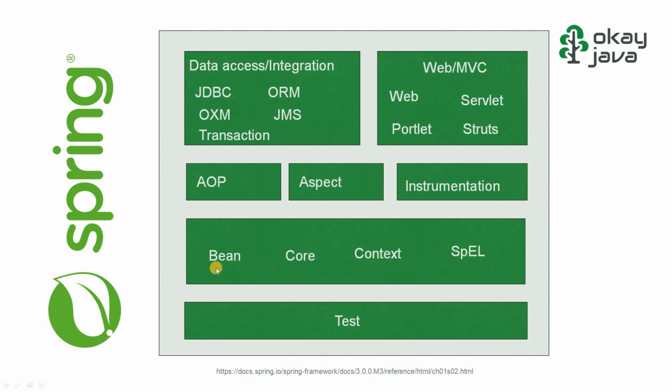Spring Core Container provides bean, core, context and expression language. Spring Core provides IOC and dependency injection. Bean provides Bean Factory, which is an IOC container. Context is based on the core and bean modules, and it provides application context, which is another IOC container. Okay. The SpEL module provides Spring expression language, and the test module provides integration with the testing frameworks such as JUnit or TestNG.